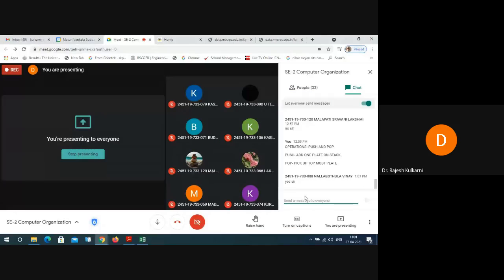Now, two operations, push and pop, and the operation is last in, first out.